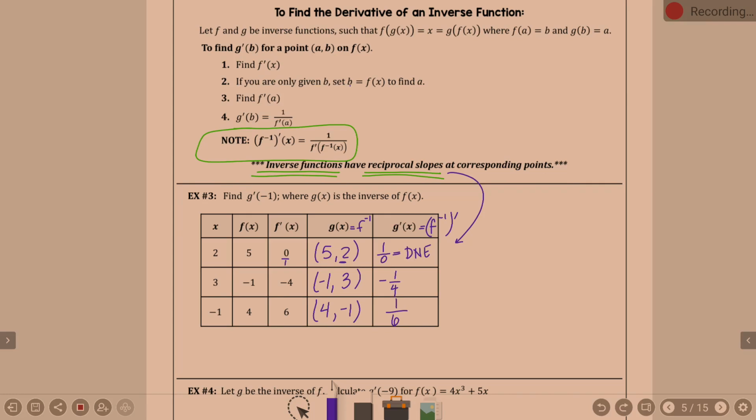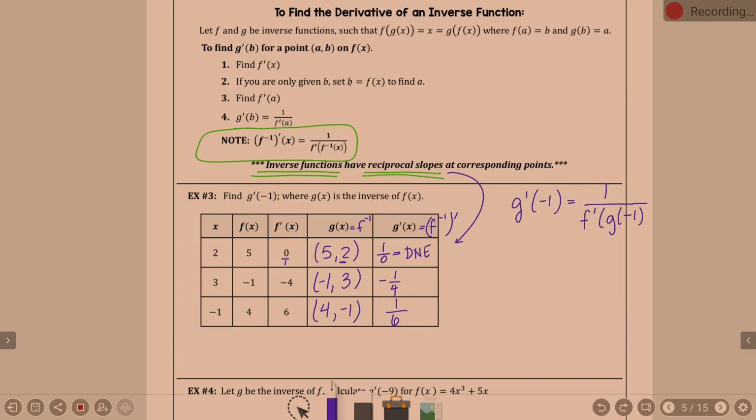Now, they actually asked us to find g prime of -1. Realizing g is the inverse, did we end up finding that eventually? Yeah, we did. That's one of my boxes there. Remember the formula, though. With the fact that g is f inverse, this is the same thing as filling in that formula up above: 1 over the derivative, where our x value is -1.